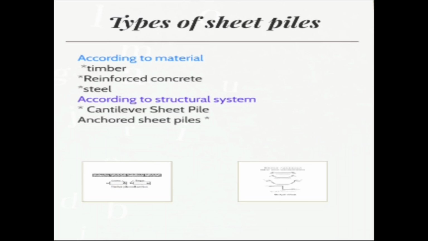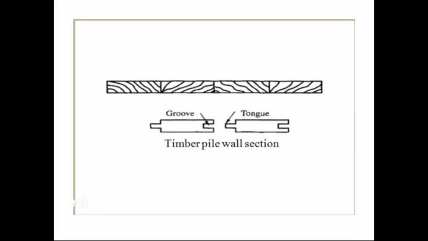Then second, what is an anchor sheet pile? Anchor sheet pile walls are held above the driven depth by anchors provided at a suitable level. The anchors provide forces for the stability of the sheet pile in addition to the lateral passive resistance of the soil into which the sheet piles are driven. So here in the picture is a timber pile wall section. For every pile wall, there is a groove and a tongue that will make them connected.